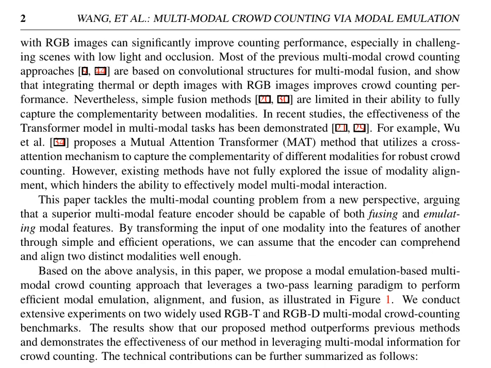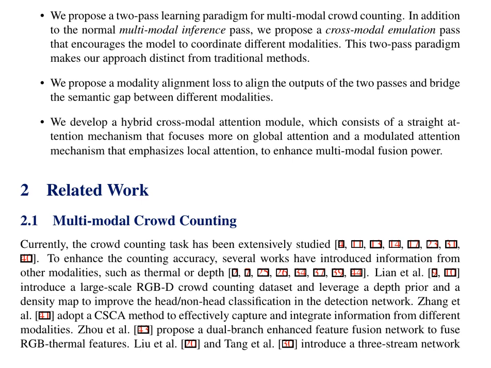This paper proposes a novel approach to multimodal crowd counting, arguing that a superior multimodal feature encoder should be capable of both fusing and emulating modal features. By transforming the input of one modality into the features of another through simple and efficient operations, the encoder can comprehend and align two distinct modalities well enough. The proposed approach leverages a two-pass learning paradigm to perform efficient modal emulation, alignment, and fusion.